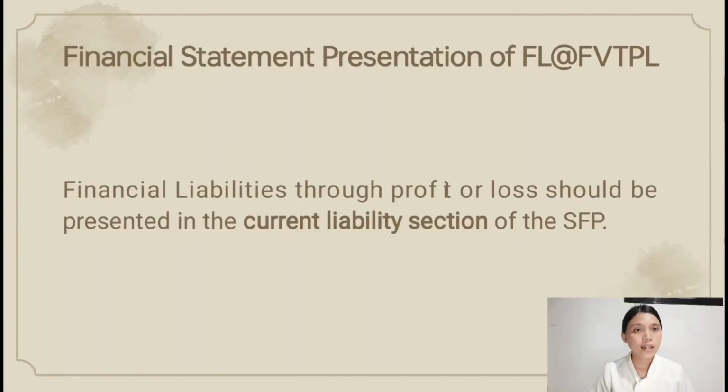So next is the derecognition of financial liability at fair value through profit or loss. Derecognition is the process of removing a previously recognized financial liability from an entity's balance sheet or statement of financial position. So next is the presentation of financial liabilities at fair value through profit or loss. Financial liabilities at fair value through profit or loss should be presented in the current liabilities section of the statement of financial position.